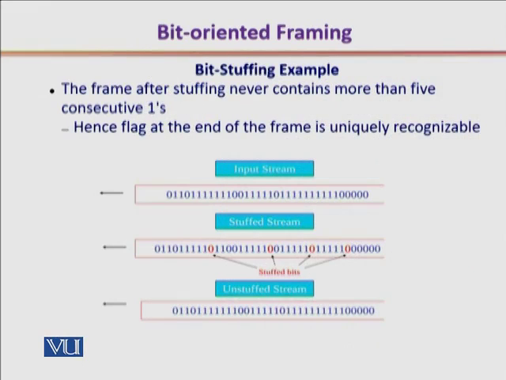Let's look at an example. Here you see that we have an input stream, then we stuff zeros in there, and then we unstuff them on the receiver side. The conclusion is the frame after stuffing never contains more than 5 consecutive ones. Hence, the flag at the end of the frame is uniquely recognizable.